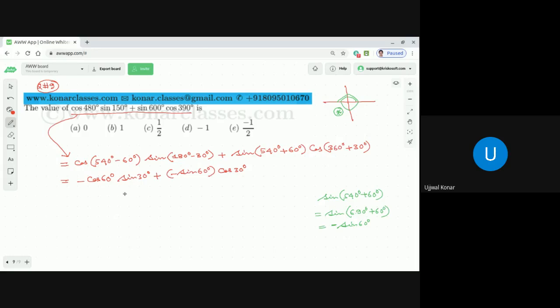Have all of you understood now, dear students? Yes. So now let's apply: minus cos 60 degree is equal to minus 1 by 2, sine 30 degree is equal to 1 by 2, minus sine 60 degree is equal to minus root 3 by 2, and cos 30 degree is also root 3 by 2. So that is equal to minus 1 by 4 minus 3 by 4, which is equal to minus 1. And eventually you get the correct option as D.